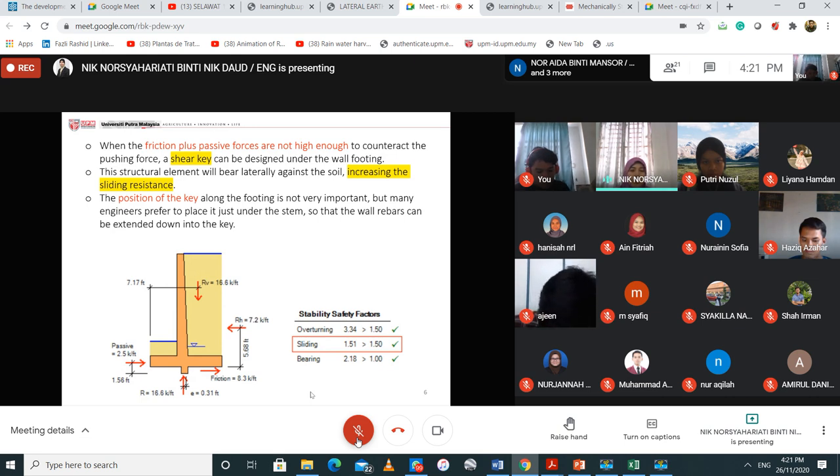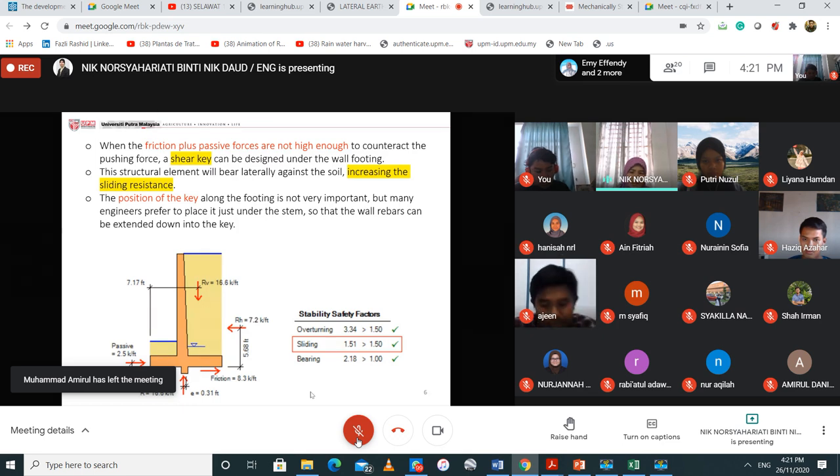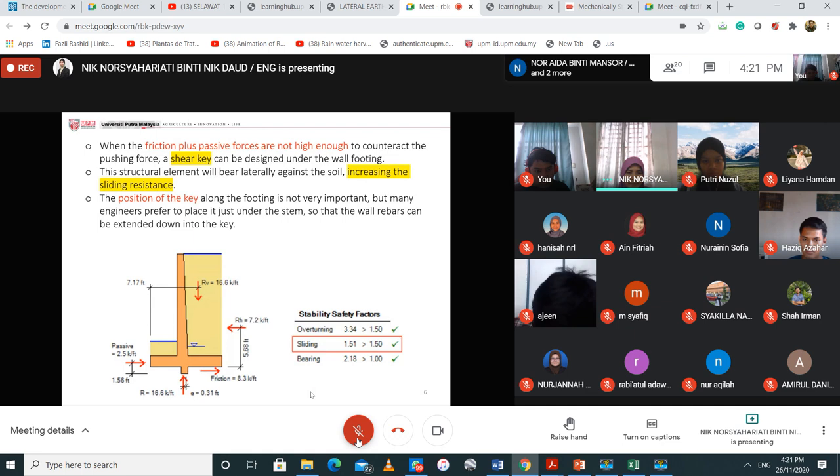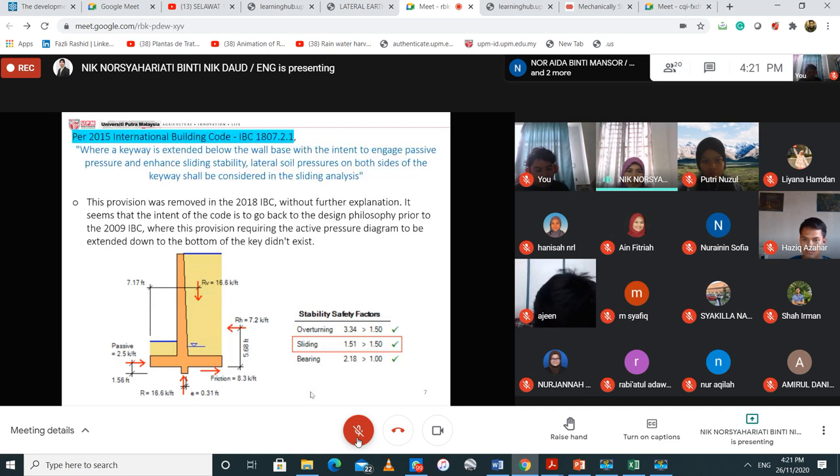So 1.5, it should be higher than that for overturning or sliding. Sekarang ni kita cakap pasal sliding, meaning to say sekarang ni dalam you punya spreadsheet, you kena add the key under the calculation of passive force. So ini dia punya International Building Code lah yang saya copy, which is dia kata kat mana-mana pun boleh letak those key or shear key, as long as dia punya reinforce or rebars tu boleh attach to the whole part of the structure.